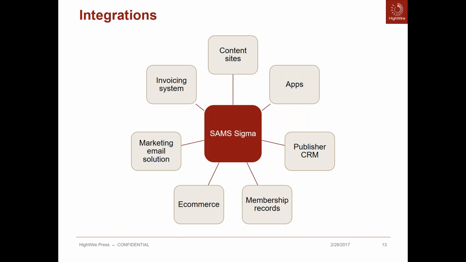Publishers' customer relationship management solutions, membership records, marketing solutions, all of those are being hooked in, as are publisher invoicing systems for subscription renewals. And last but certainly not least, we are hooking into an e-commerce system. So that's, as well as the HighWire one, we're hooking into e-commerce systems for independent publishers. This is just the beginning. There is a lot more to come, we're sure.